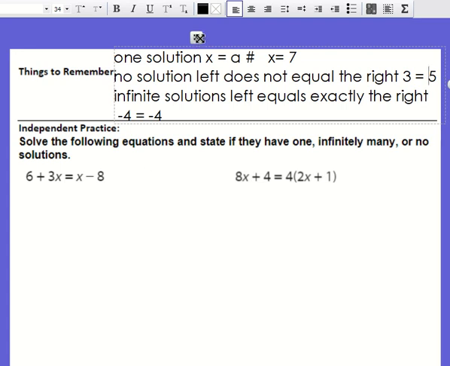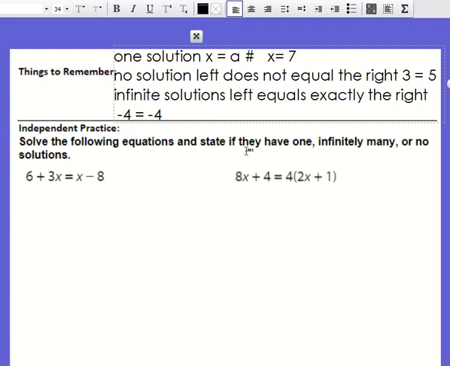All right, so here's your independent practice. It's similar to what we just did on the last couple of examples. Solve them and state if they're one solution, many solutions, or no solutions at all.